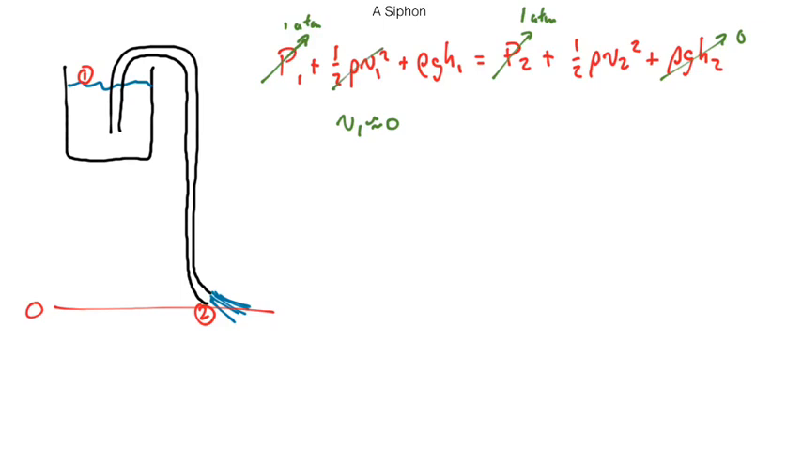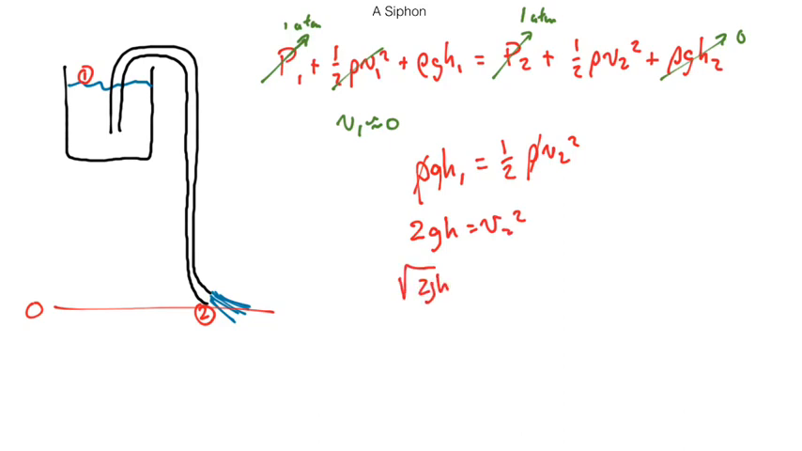So what am I left with? Remember, we're trying to find out how fast the water is going when it exits. Oh, that's good. I've got that. Can I get rid of the rho? Sure. So it doesn't matter what the fluid is. I multiply by 2, and I take a square root. And what do I get?